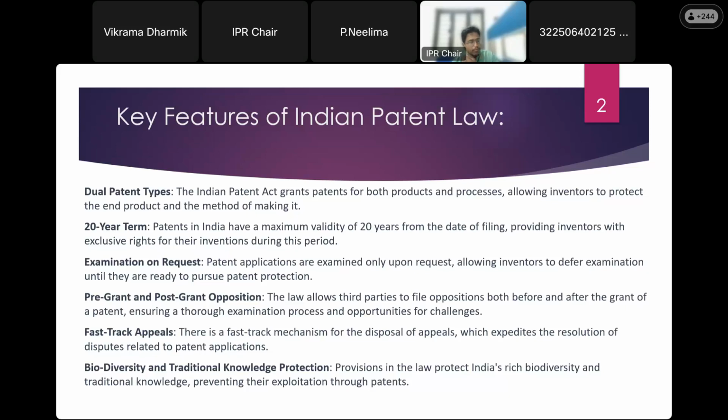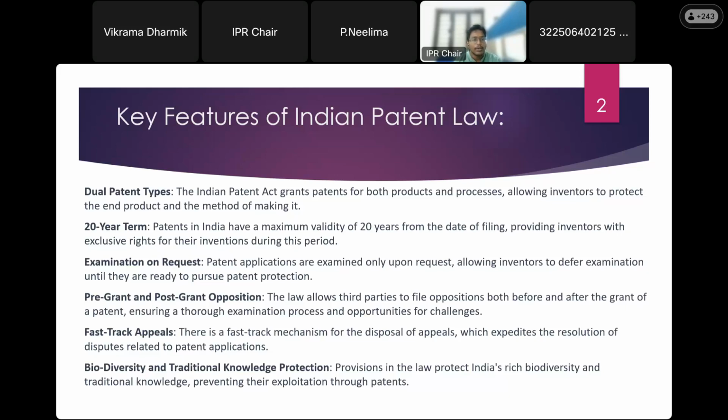For example, if you have come up with a new product, or a new process, both can be protected using a patent. You might have understood what a patent is and what intellectual property rights are. Using a patent, you can protect a product as well as processes, allowing inventors to protect the end product and the method of making it. That means any product by process. After you follow some process, you get one product. Even that product can be patentable.